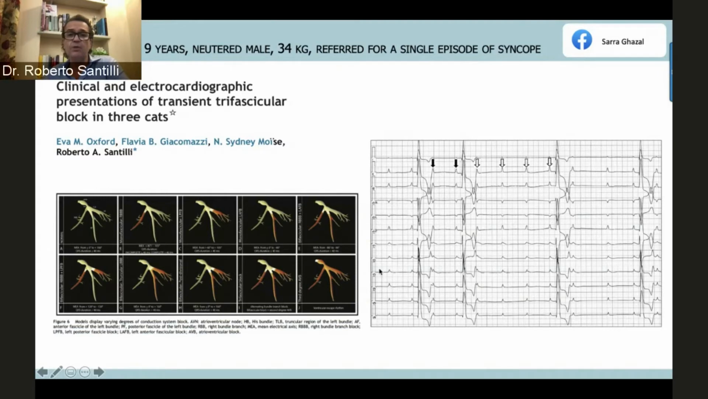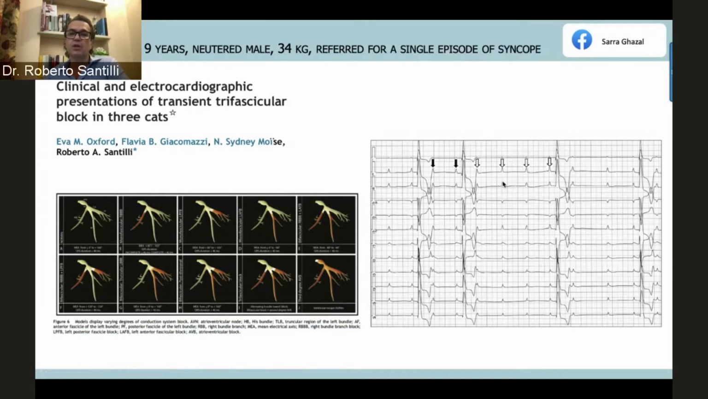Again, these are all our leads from V1 to V6. And as you can see here again, you see a wide QRS complex with a tiny Q and a normal axis. So it's a truncular left bundle branch block, bifascicular block, and then suddenly a second degree AV block. So this is a trifascicular block.